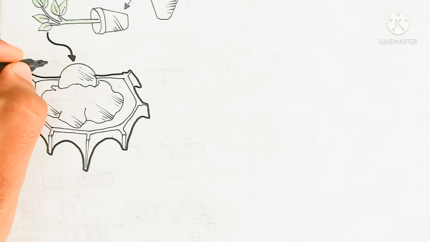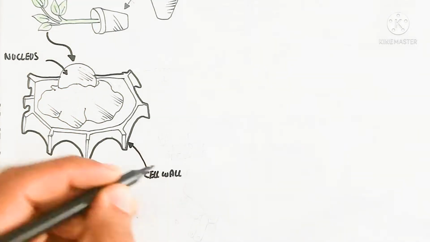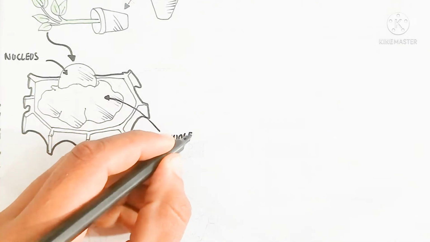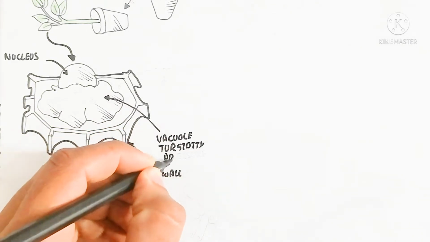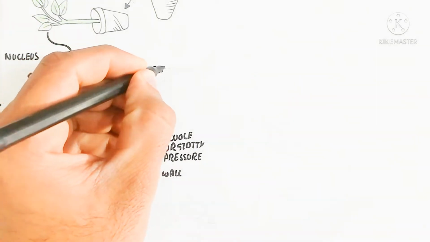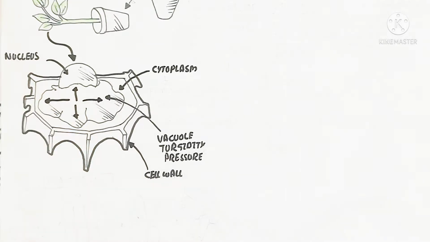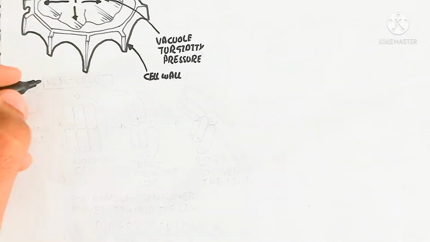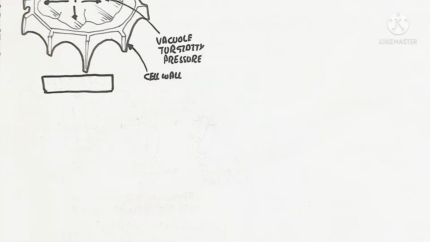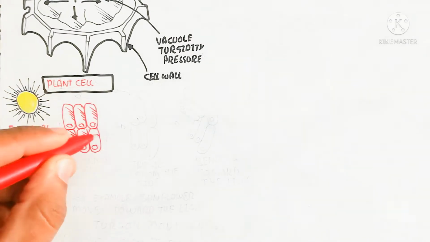So here I am drawing the cell for understanding of the plant. It contains the nucleus, and here is the vacuole. The vacuole is used for turgidity to keep the plant erect, so that is also important for the movement of the plant. And here is the cytoplasm, and this is the vacuole which is used for turgidity of the plant for erection. So here I am drawing again the sunlight, and these are the plant cells.